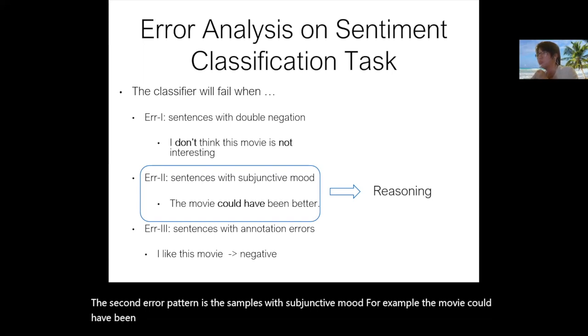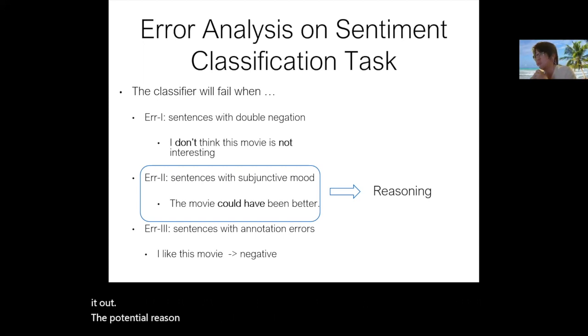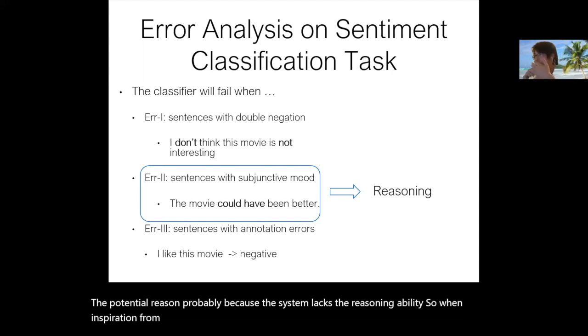The ground truth label is negative. However, the model couldn't figure it out. The potential reason is probably that the system lacks the reasoning ability. So one inspiration from this error pattern is to incorporate some modules with reasoning ability as future work.